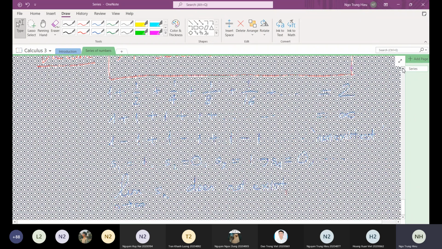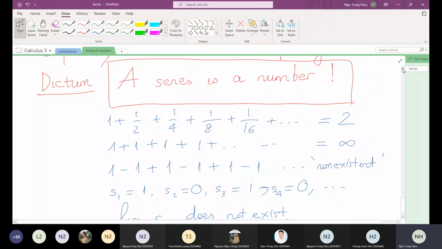Yeah. So remember this dictum, right? A series is a number. Right? It may be a real number. It may be a complex number. It may be an infinite number. It may be a number that doesn't exist. All right. So any questions so far?